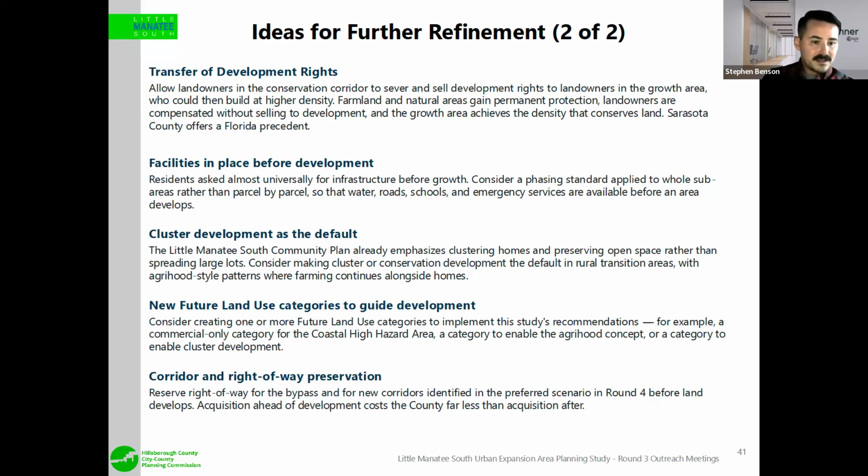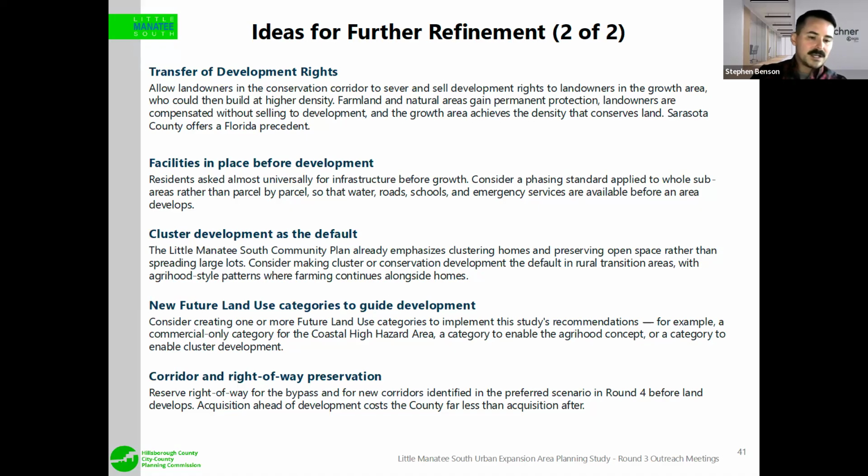Cluster development as the default. The Little Manatee South Community Plan already emphasizes clustering homes as a way to preserve open space rather than spreading that across large areas of large lot residential. We would consider making cluster or conservation development the default in rural transition areas where agri-hood style patterns, where farming can continue alongside homes. And we'll show you the slide again that speaks to what an agri-hood is shortly.